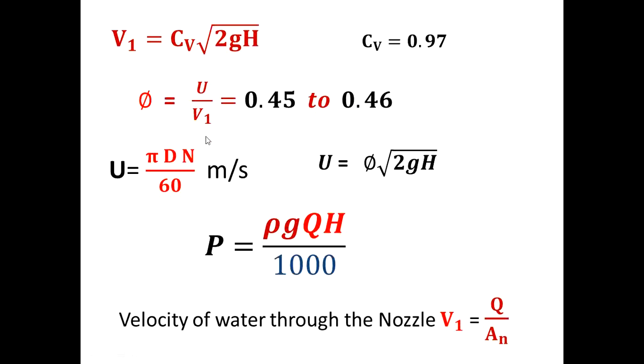Phi is equal to u by v1. Therefore, you can get the answer easily: 0.46. Directly put phi is equal to u by v1 is equal to 0.46.